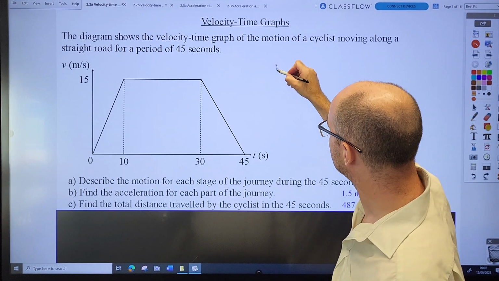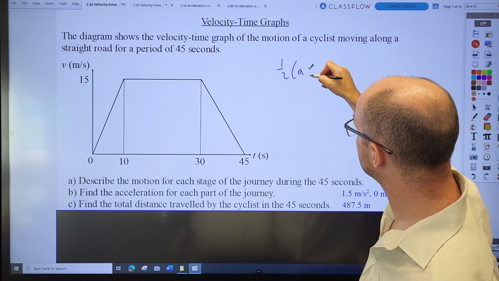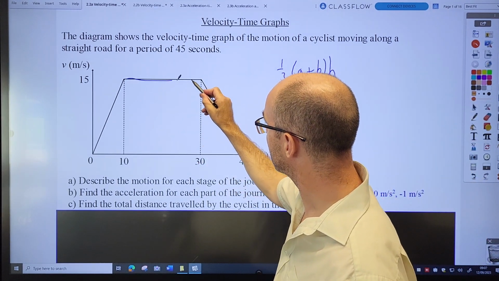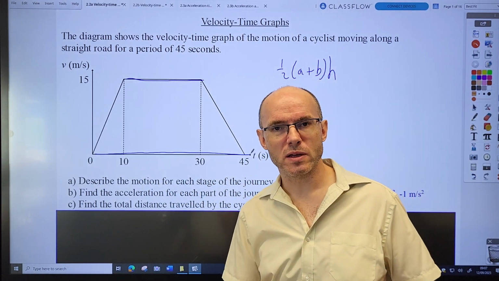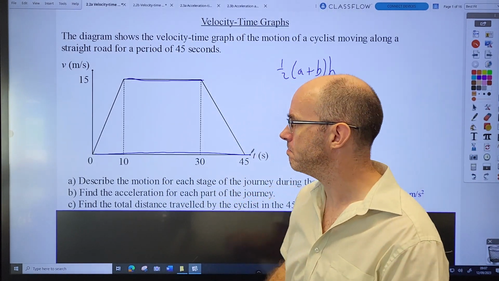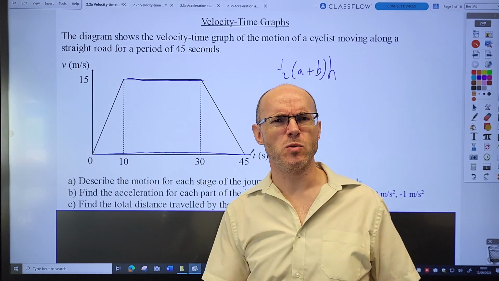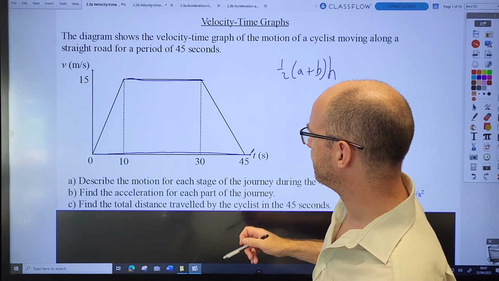The trapezium formula, of course, is 1/2 (a plus b) multiplied by the height, where a and b are the two parallel parts of the trapezium. Get used to doing it that way because it's so much quicker. Most graphs do look like this shape. It's a trapezoidal shape. It's a wonderful word, isn't it? Trapezoidal.